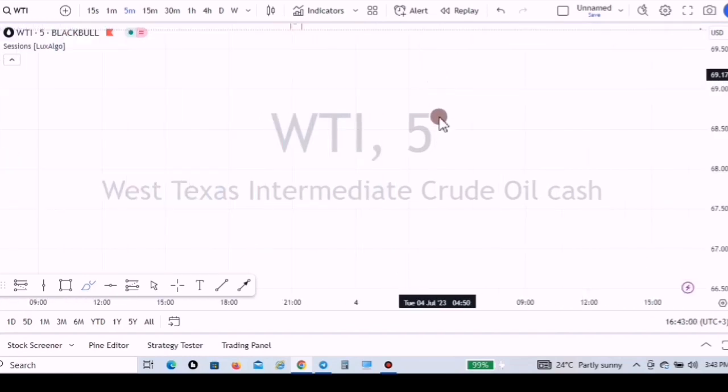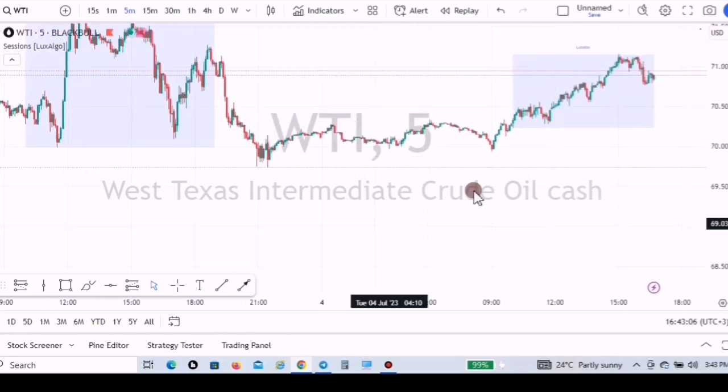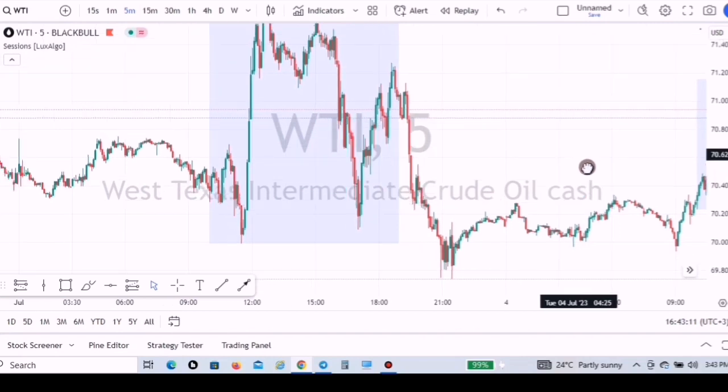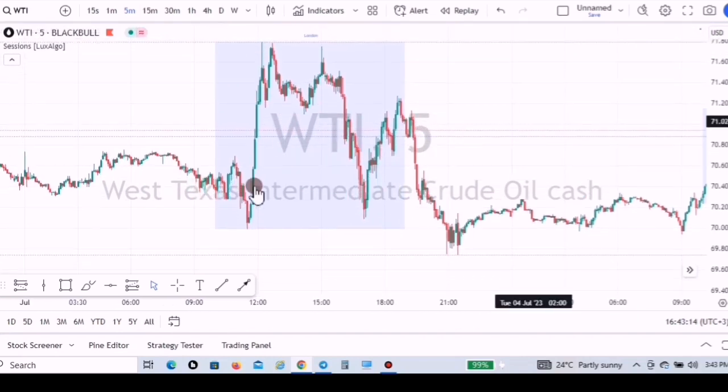Of course, now that you have the knowledge, you can come up with your own ways of killing this thing, knowing that it moves during the London session, and whenever it makes a spike into a certain direction, it is definitely going to come back.